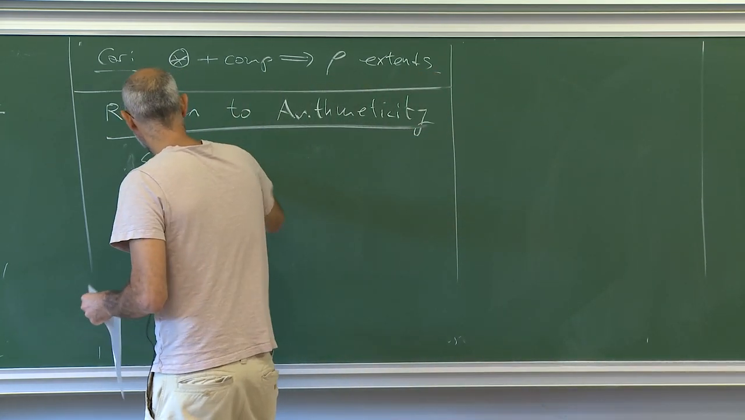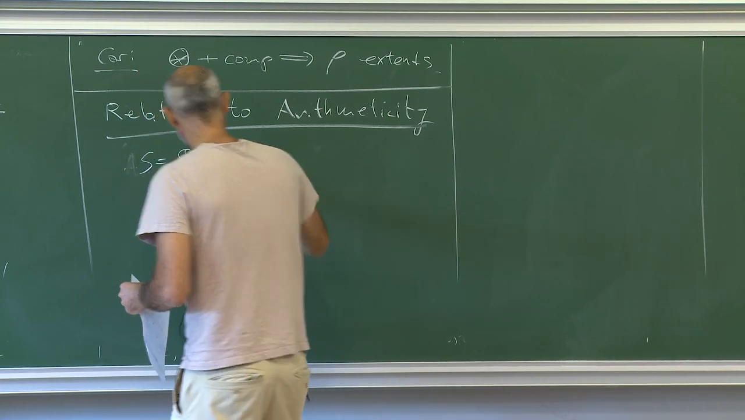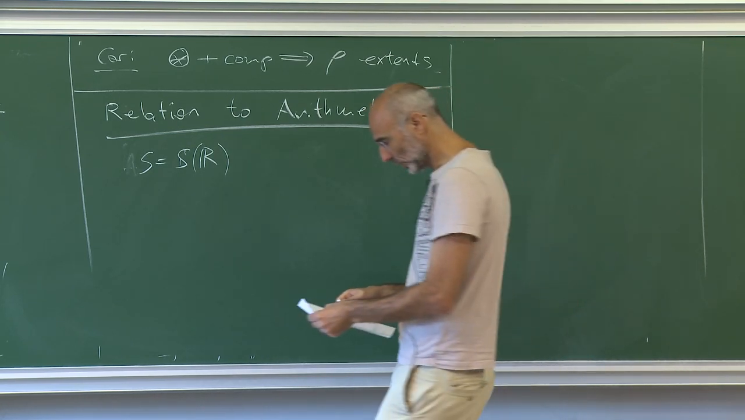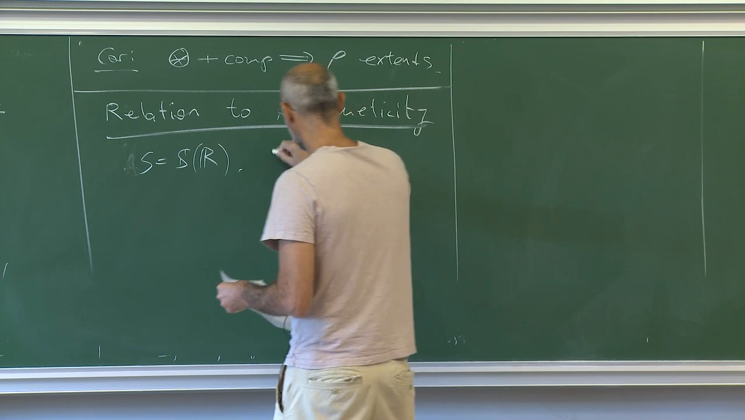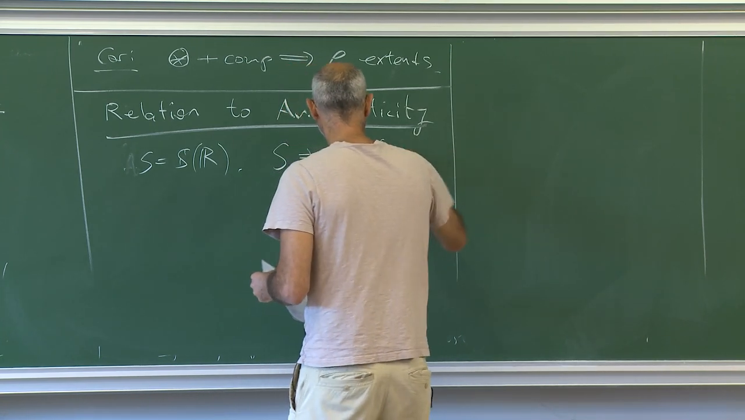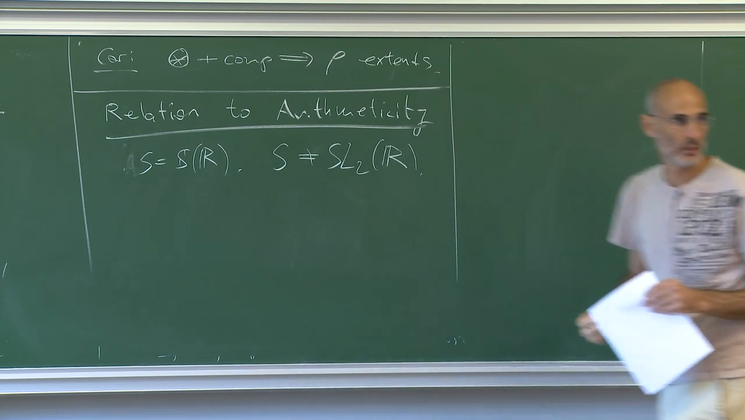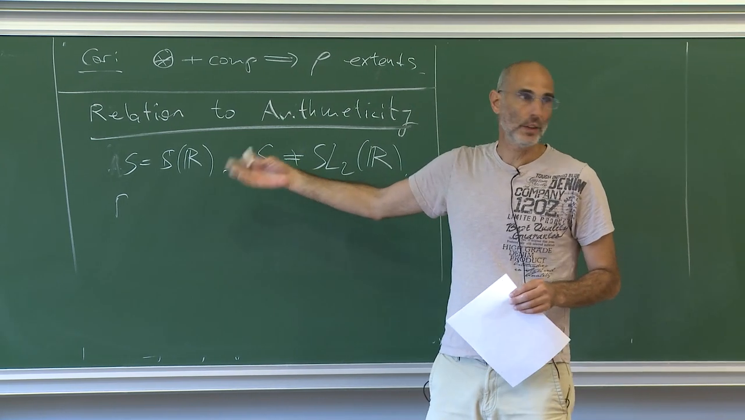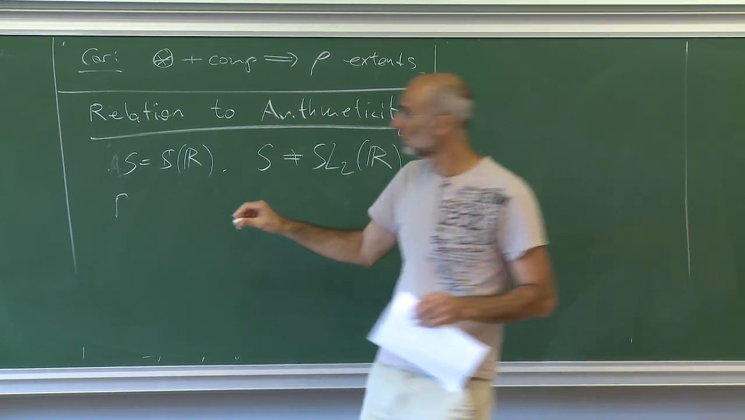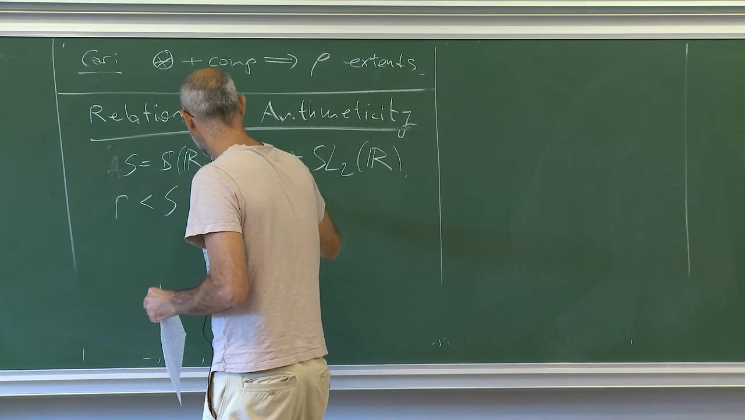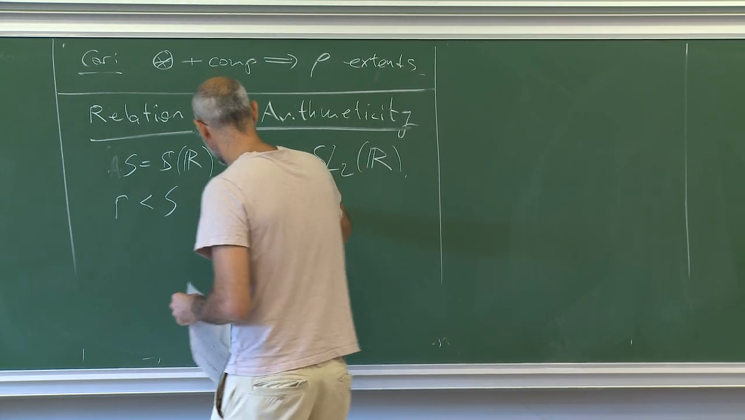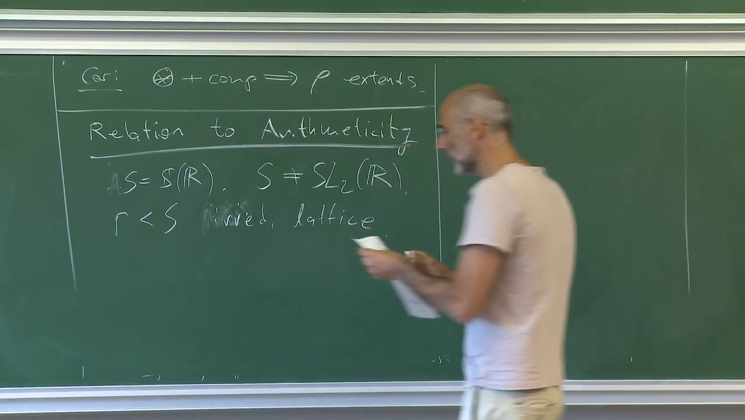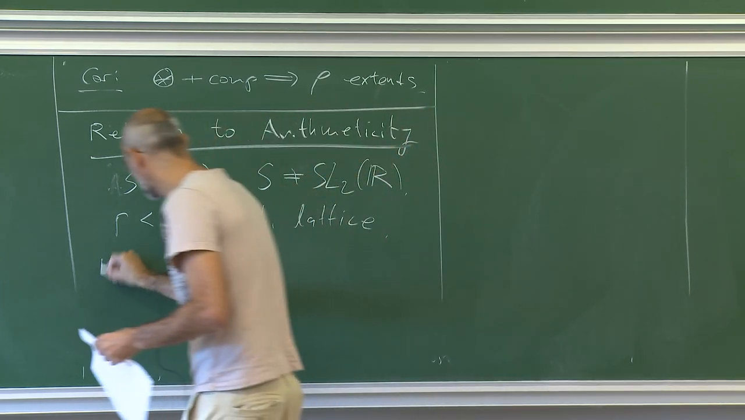So S is SR. It's the real point of an algebraic group in our consideration. And I assume it is not SL2R itself. Now, for this discussion, S could be either rank one or higher rank. I'll take a lattice, so then irreducible. A lattice. And here is a fact.